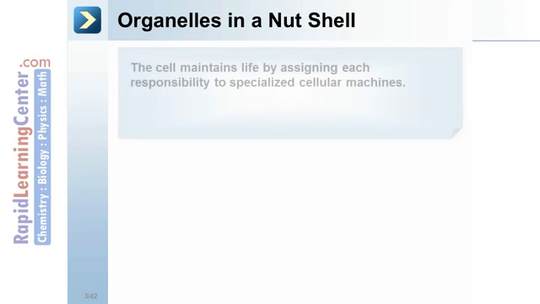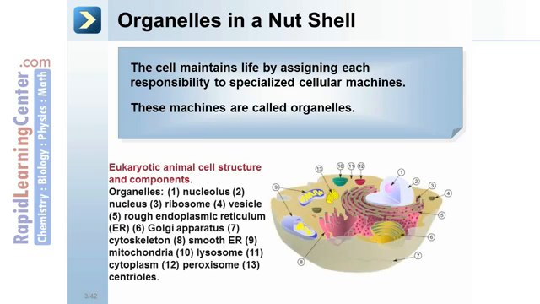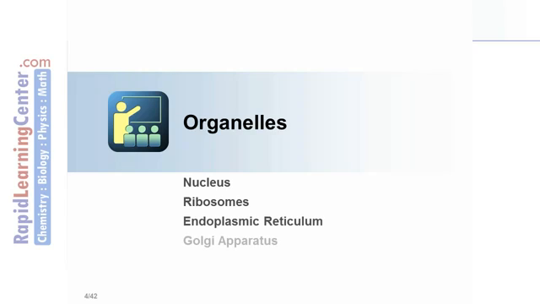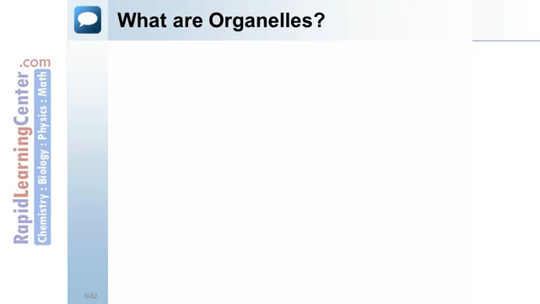Organelles in a nutshell. The cell maintains life by assigning each responsibility to specialized cellular machines. These machines are called organelles. This segment of the tutorial will focus on the function of many of the organelles. This will include the nucleus, ribosomes, endoplasmic reticulum, the Golgi apparatus, and the mitochondria.